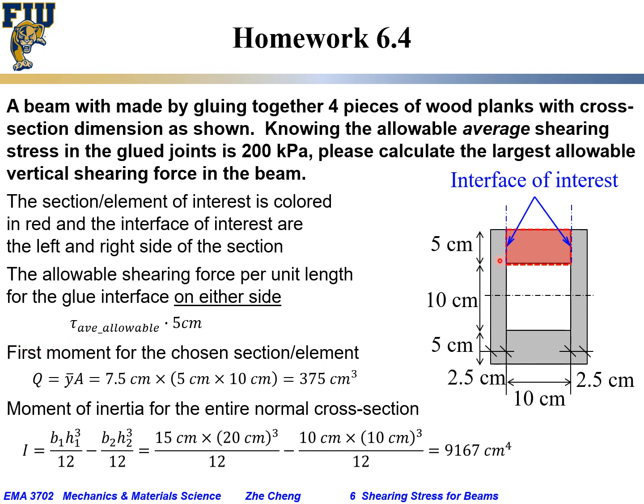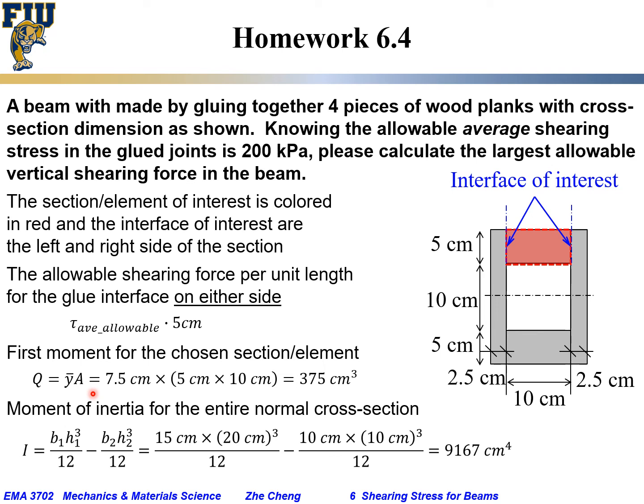Then, for this chosen element of interest, to use what we learned in this chapter, we quite often have to calculate the so-called first moment for the chosen element. And the first moment is always calculated from the normal cross-section. And this shaded red is our normal cross-section. Q, the first moment, would be y bar times A. A would be the cross-section area for that element that we choose, and y bar would be the center of gravity from that element to the neutral surface or centroid for the entire cross section.